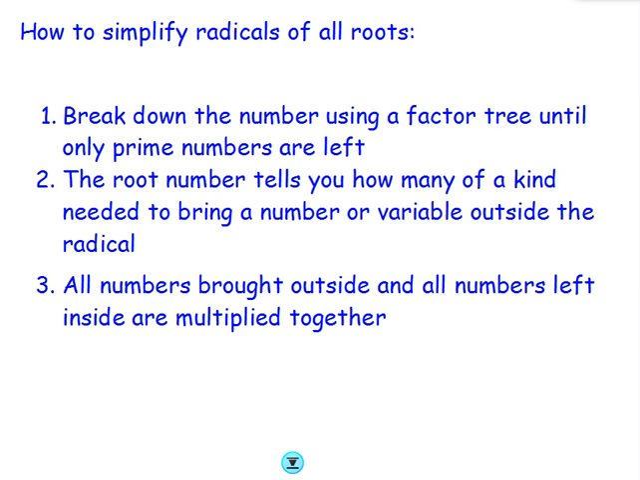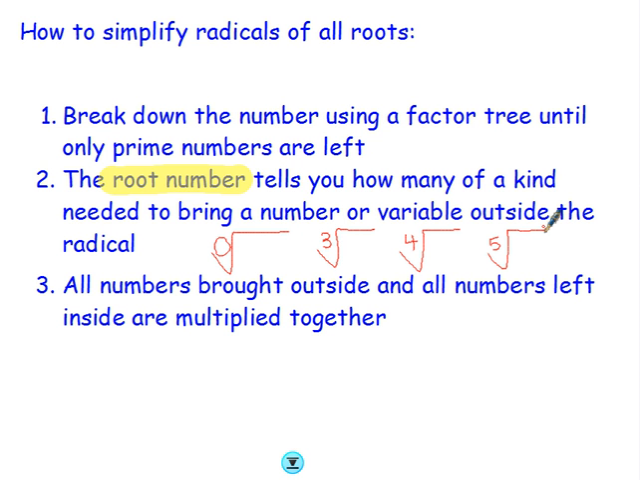We're going to start by doing the exact same thing we've done in the past. We're going to break down the number using a factor tree until only prime numbers are left. Then we need to look at the root number. When I talk about the root number, you will see a regular square root sign, but you will see a small number right there. For example, you'll see a 3. That's a cube root. You'll see a 4. That's a fourth root. And you'll see a 5. That's a fifth root. Those are the 3 other than the square root that we'll be doing today.